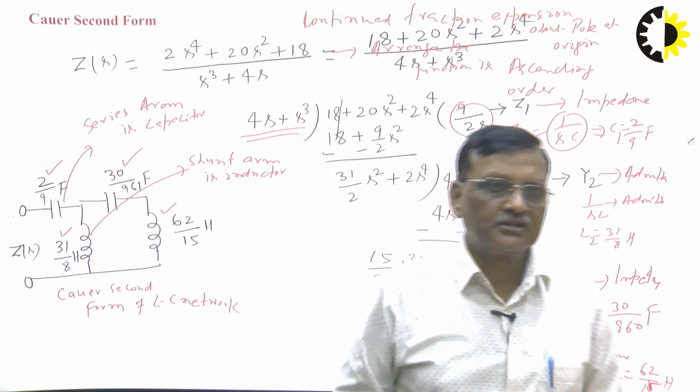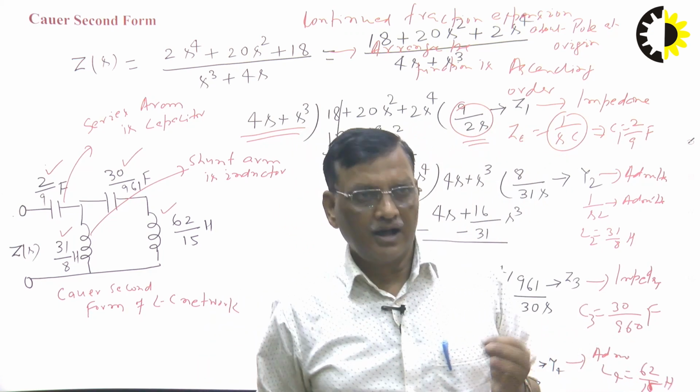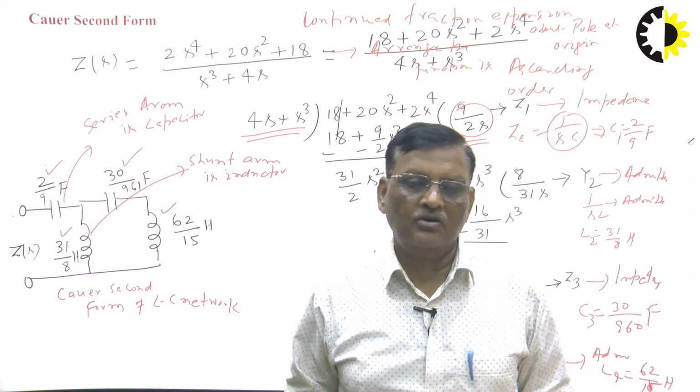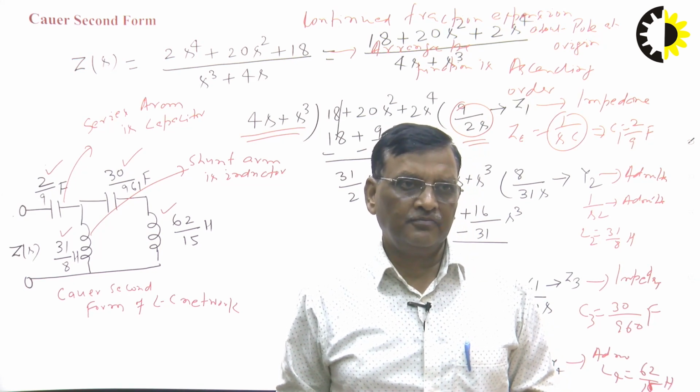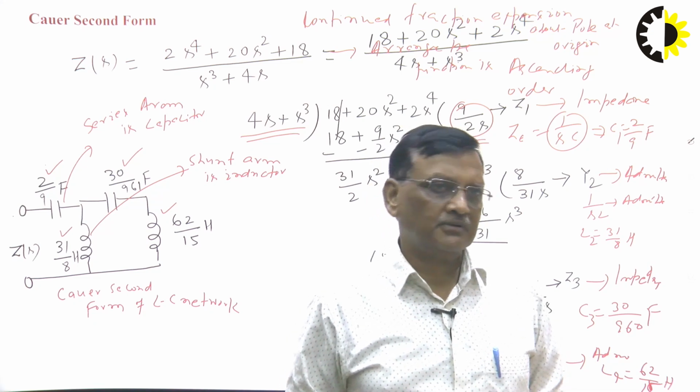In the next lecture, we will carry out the RL impedance or RC admittance function to find the Foster forms and Cauer forms of the networks.